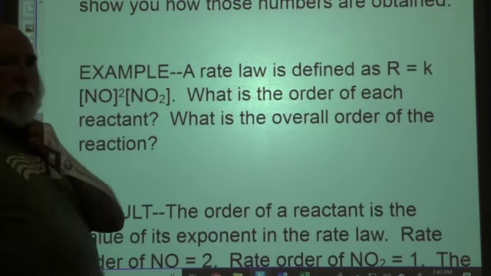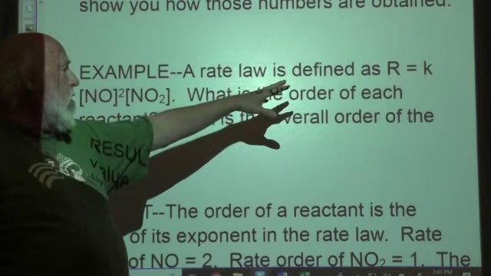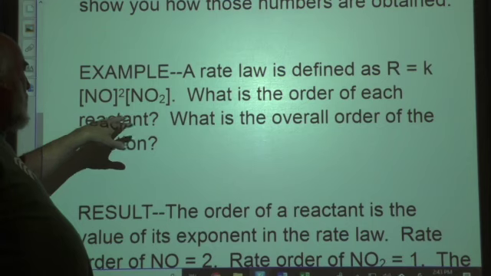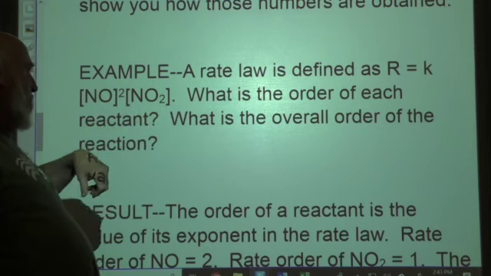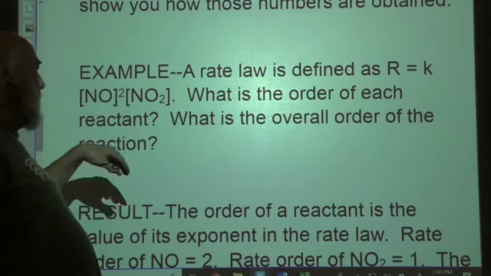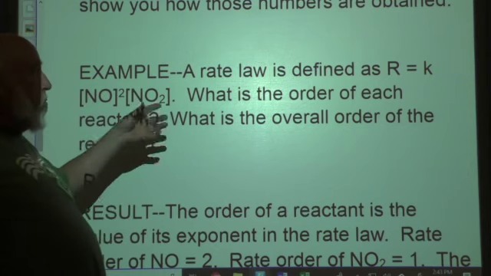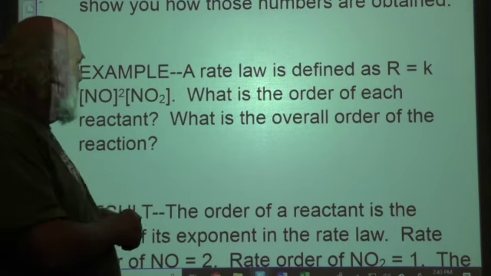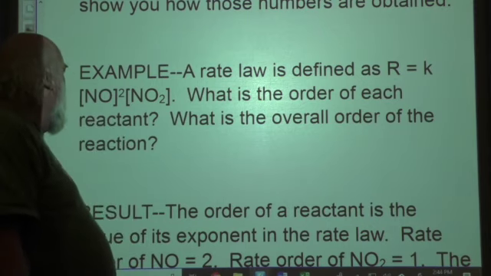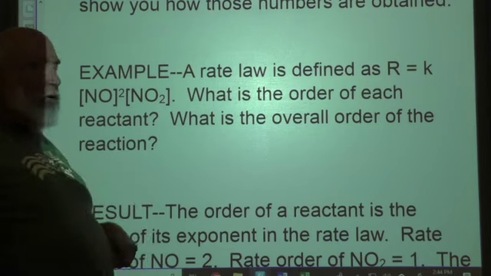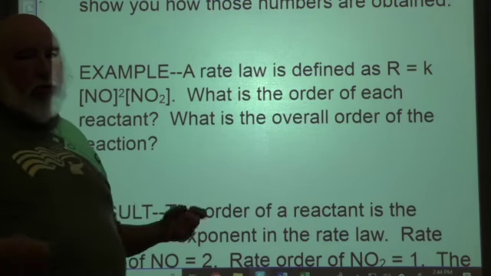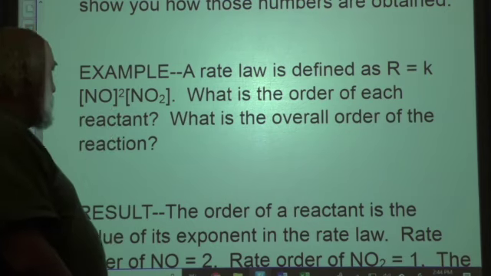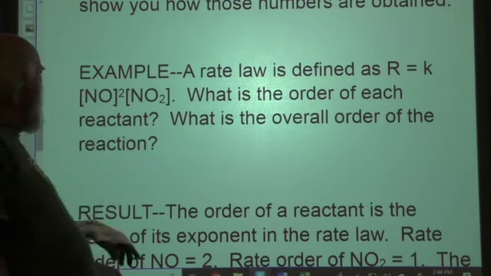So here's the first example we're going to deal with. A rate law is defined as R equals k times the concentration of NO squared times the concentration of NO2. What is the order of each reactant? So when they write rate laws, they're only dealing with reactants. They never deal with the products. So these are 2 reactants, and their exponents determine the order of those reactions in terms of those particular reactants. And this is what is the overall order of reaction.